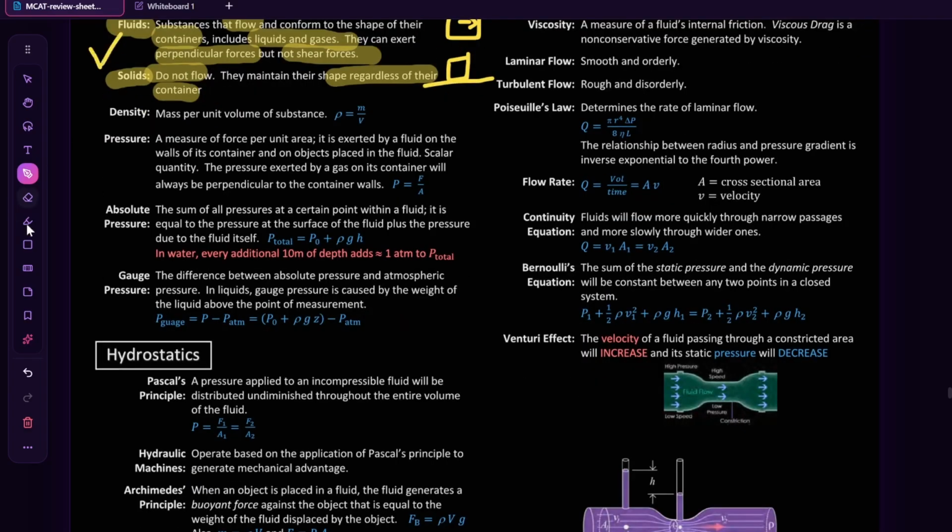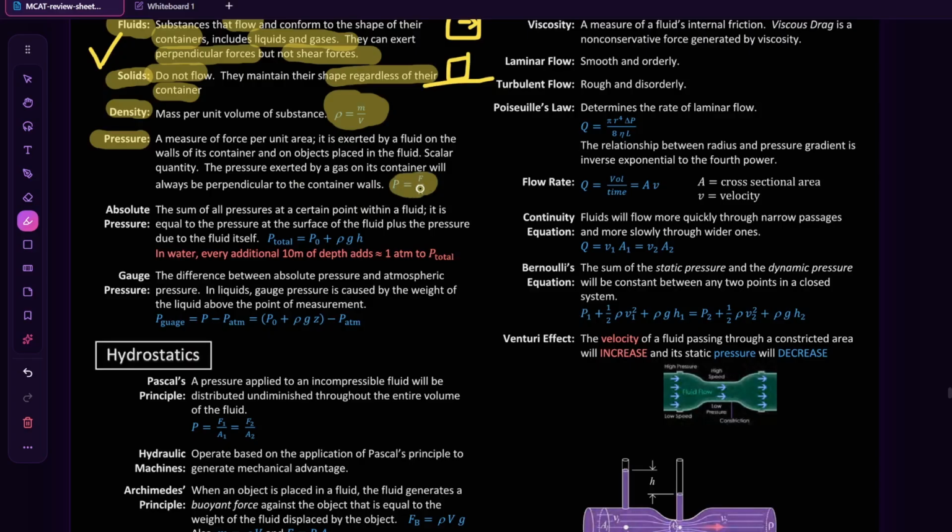All right, and so density is how packed something is, right? It's the mass per unit volume of a substance, so it's mass over volume. That's what density is. Density is this little rho in the formula, and that's basically how packed something is. And then pressure is important to remember.